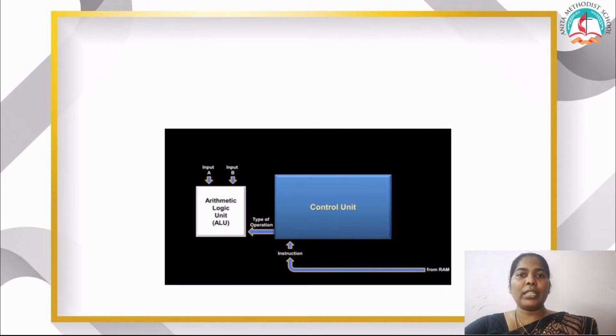The next unit is the control unit. This is also part of the central processing unit. So what does the control unit do? Yes, it will control the data flow between the input unit, the arithmetic logic unit and the output.